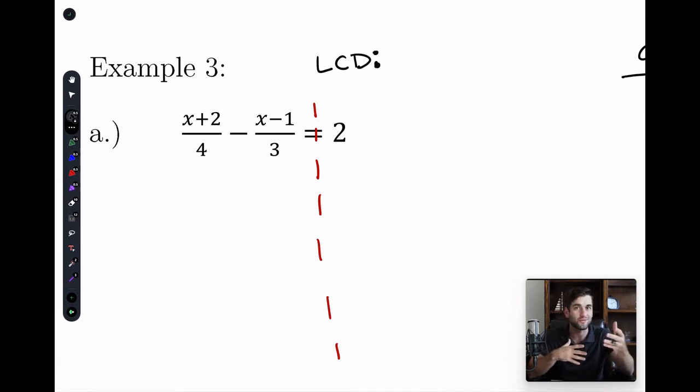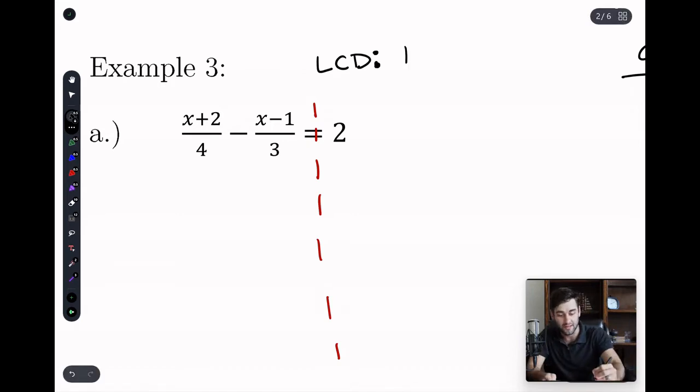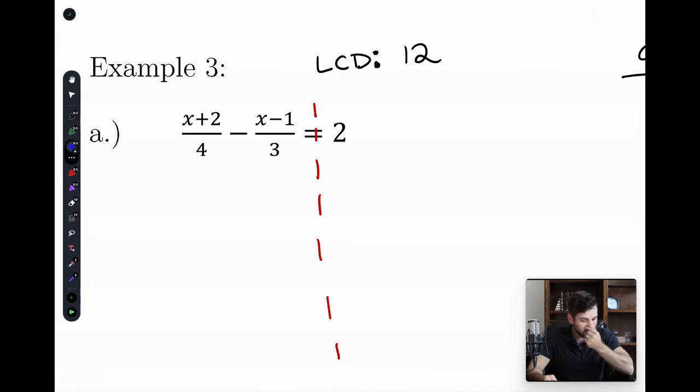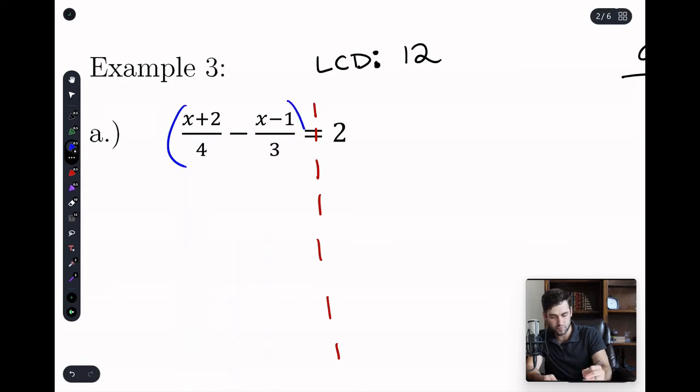So the multiples of 3 are like 3, 6. Does that work with 4? No. 9, does that work with 4? No. 12 does. So we got a 12 as our least common multiple, because 4 times 3 is 12. So what I'm going to do now is multiply the whole thing across by 12 and see what happens. All right? So, 12. And what you do to one side of that red line, you have to do to the other side, right? Sweet.